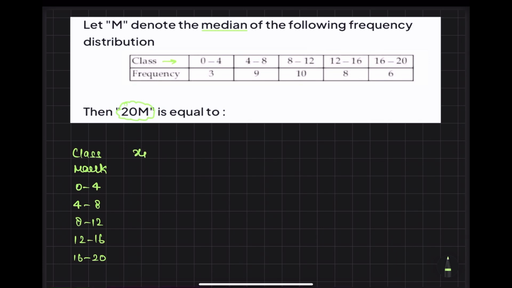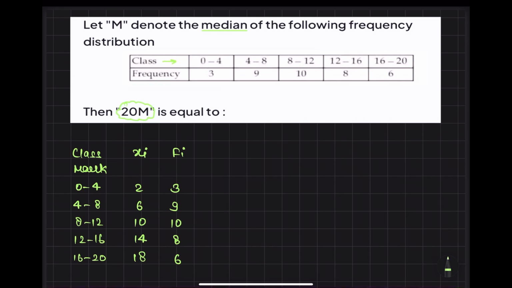Okay, so how will you find out the xi? You have to add upper limit and lower limit and divide by 2. So 4 plus 0, 4 by 2 is 2. So xi becomes 2. Then 6, 10, then we have 14, then we have 18. So this is your xi. Now we have fi, frequency, meaning the average mark is 2, and 2 marks got by 3 students, 9 students, 10 students, 8 students, 6 students.